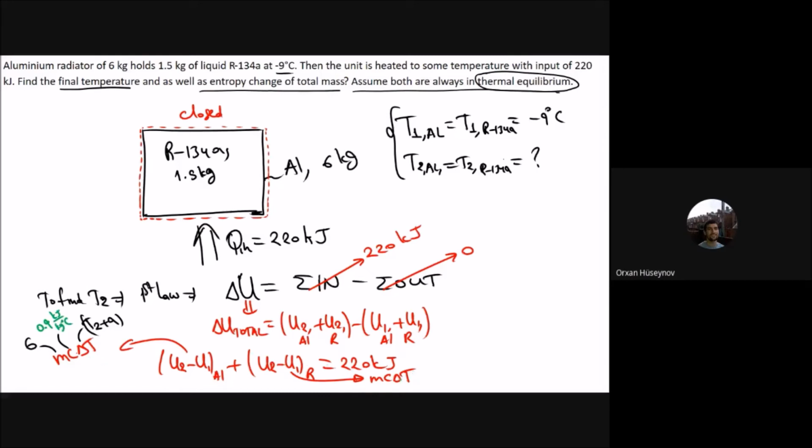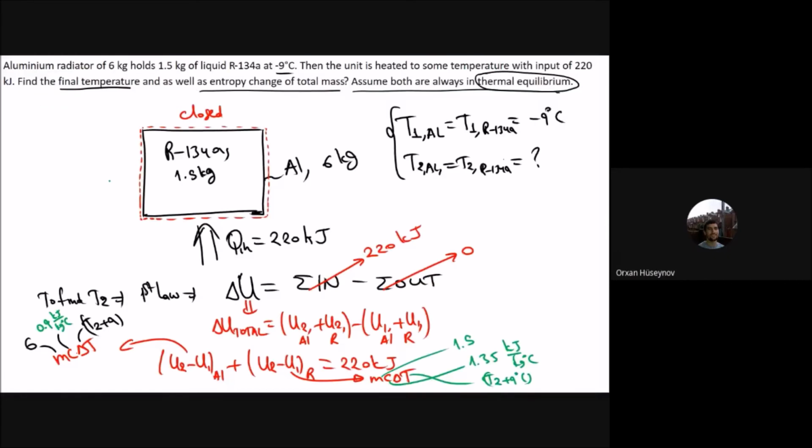Now for the refrigerant, I will do a similar calculation. Mass is 1.5 kilograms, and the C value for the refrigerant, again taken from the table, is 1.35 kilojoules per kilogram degree Celsius. The delta T here, again, will be T2 plus 9 degrees Celsius. So you see, there is only one unknown here, and all of the variables are known. I know the T1, I know the C value, everything is known, only the T2 value. So you can take the T2 plus 9 out of the brackets and solve the rest of it.